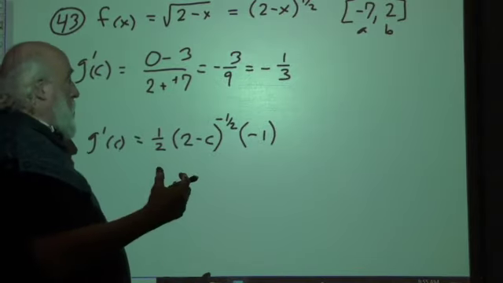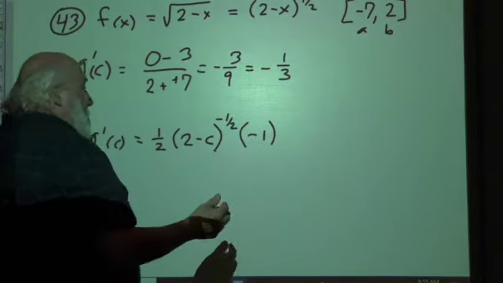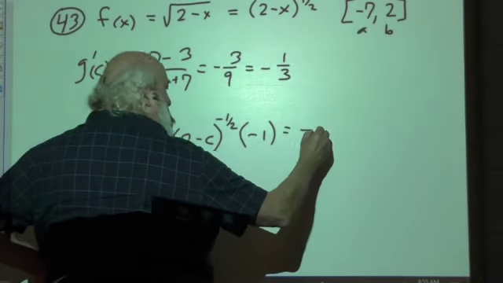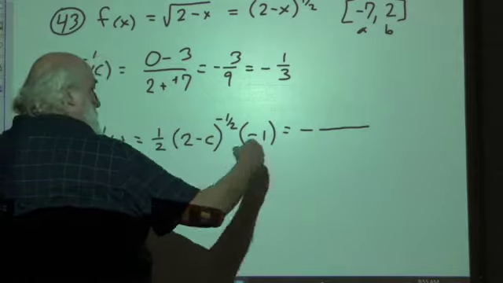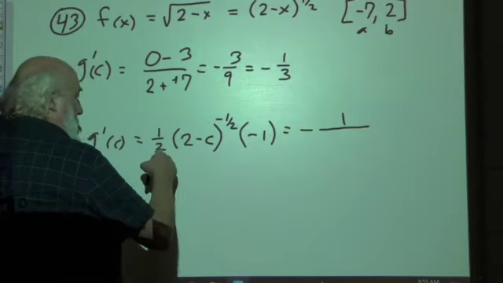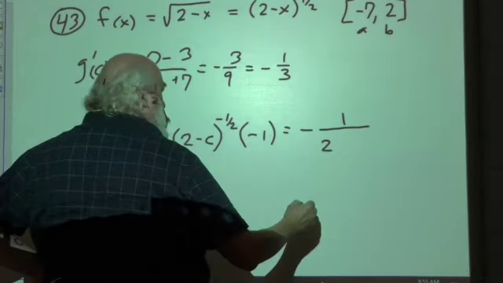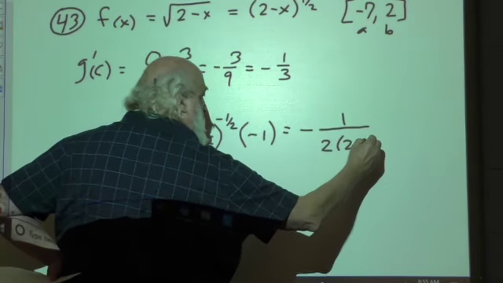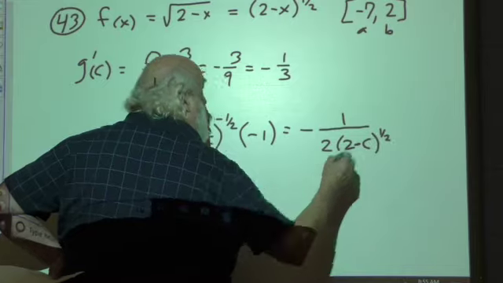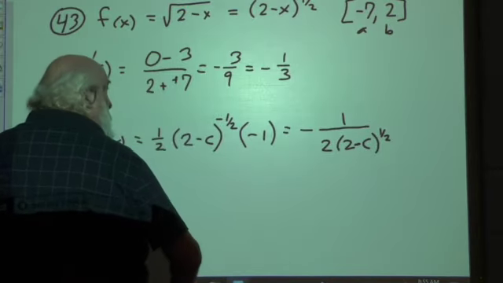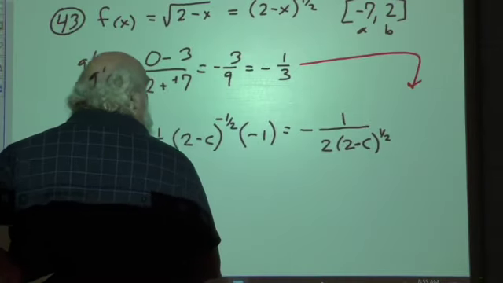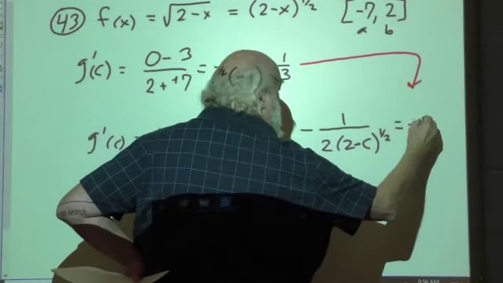So if I make one coherent fraction out of this, it's going to be a negative fraction. On top is going to be 1, on the bottom is going to be 2 times 2 minus C to the 1/2 power. And we know that that value is going to equal -1/3.